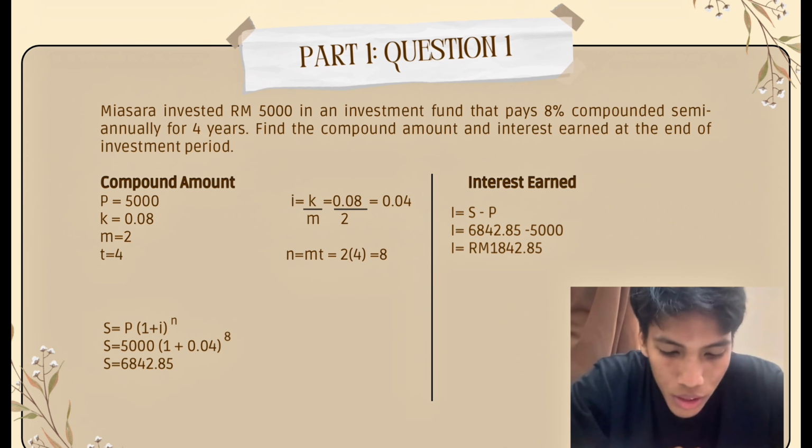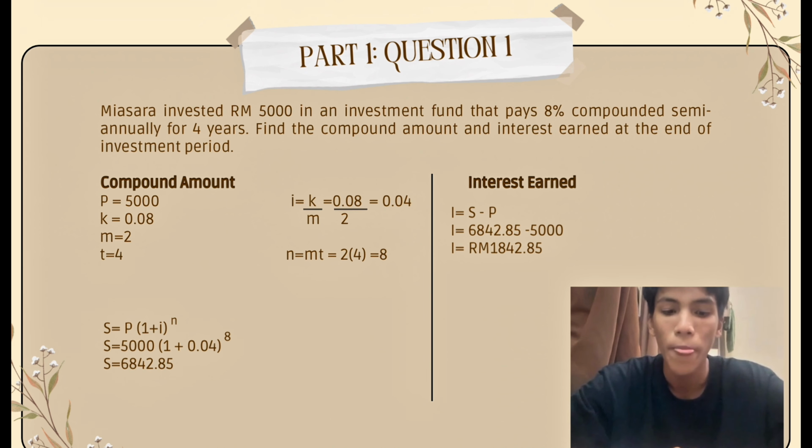Using the compound interest formula, S equals P times bracket 1 plus i to the power of n. We substitute the values with 5,000 times bracket 1 plus 0.04 to the power 8, and we get 6,842 ringgit 85 cents. That is the compound amount. Let's move to the next question.